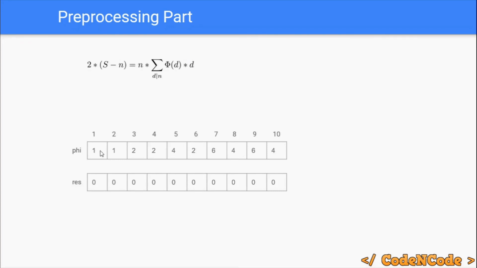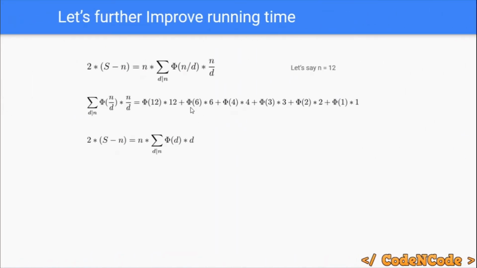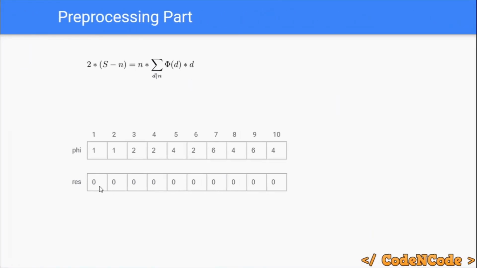See, 1 times phi of 1 will be added to all of the numbers which have 1 as their divisor, right? So what are the numbers which have 1 as their divisor? Remember, for each number n, if d is their divisor, then d times phi of d will be added into that, right? Because we are pre-calculating. So 1 times phi of 1 will be added to all of the numbers which have 1 as their divisor.